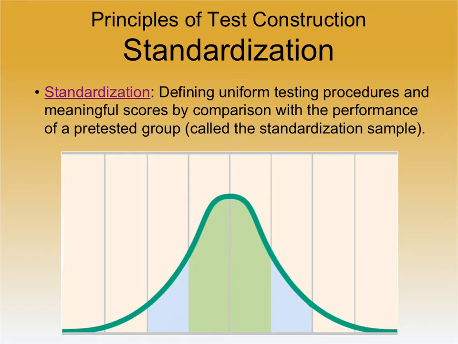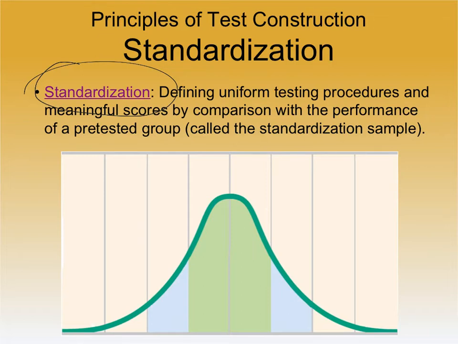So as we said, we no longer use that formula of mental age divided by chronological age. So how do we determine what score on an IQ test, what raw score determines your IQ? Let's say you get 80% of the questions right. Does that mean your IQ is an 80? No. Does that mean it's 120? We don't know. So we have to use something called standardization, defining uniform testing procedures and meaningful scores by comparison with the performance of a pre-tested group called the standardization sample.